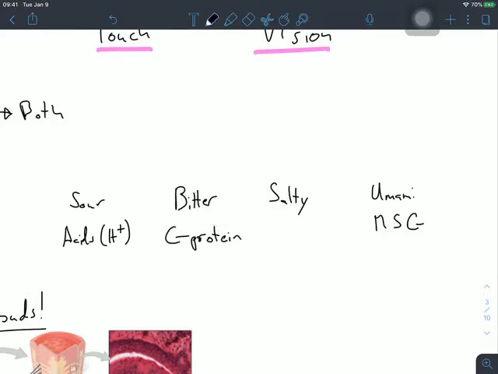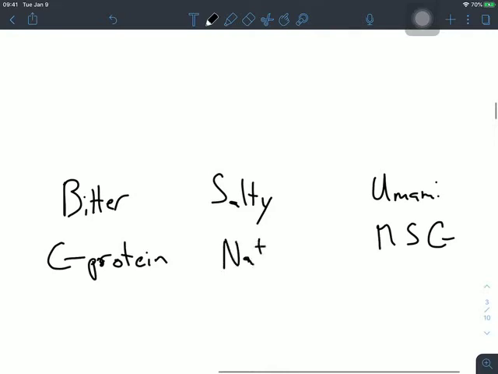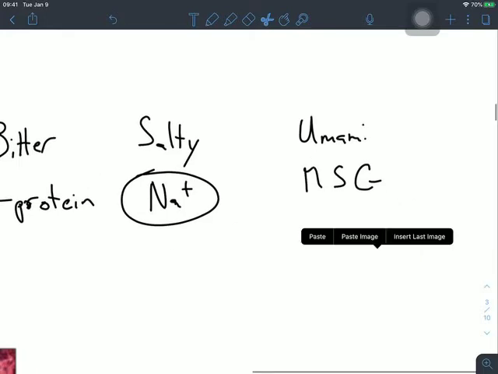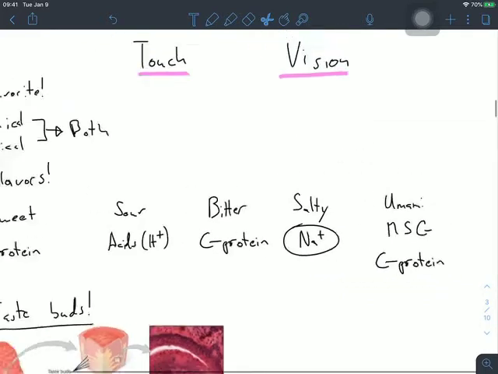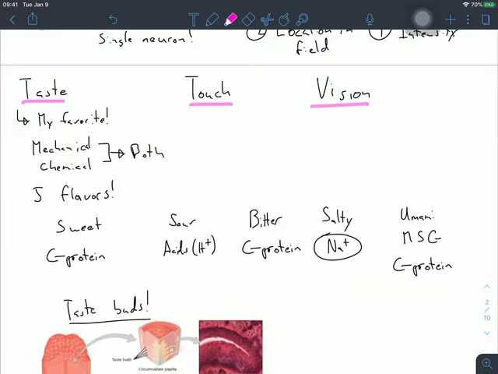Salty is actually derived from that sodium itself. It provides the sodium that will venture into the channel, which is quite a clever way to do things. And umami also relies on G protein coupled reception. So you have different signals that begin this transduction, whether they are G protein coupled, like in the sweet, bitter, and umami, or acidic hydrogen ions in sour flavors, or sodium ions in salty flavors.